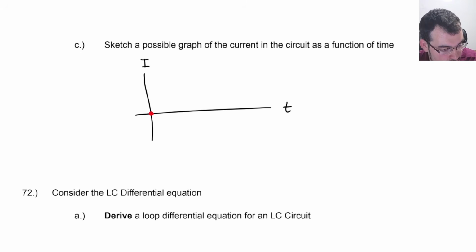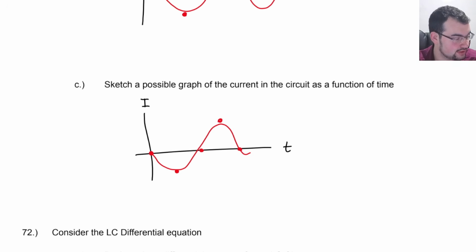0, negative, 0, positive, 0. So we see we get this sort of sine curve, and this would be negative sine of omega t.